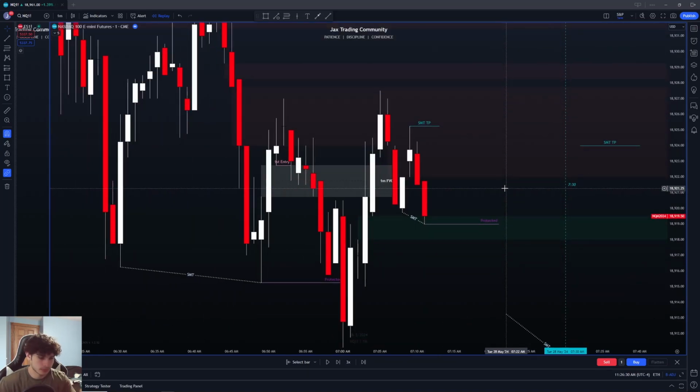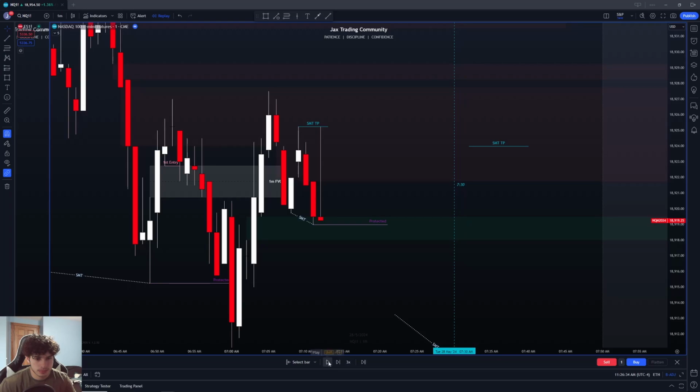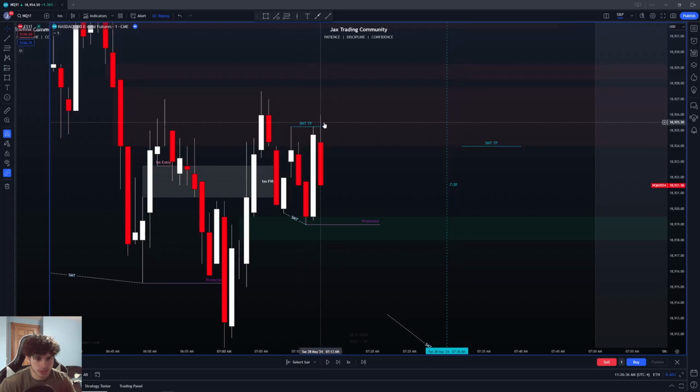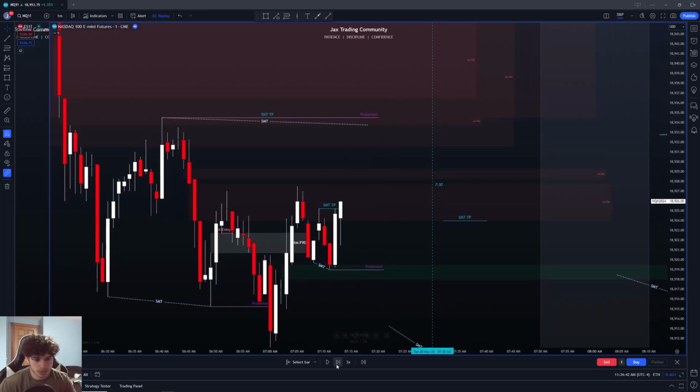So right here, we tap into this 1 minute. So are we going to respect it? Yes, and we actually just take out the SMT TP right away. So that's kind of like an example trade that's kind of hard to take, but you could still definitely take it.